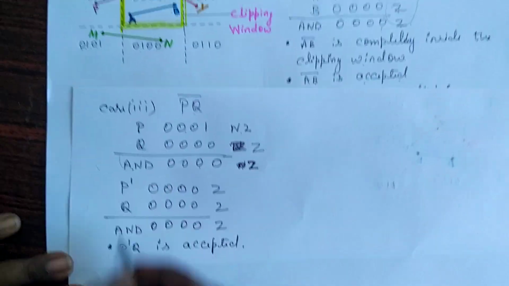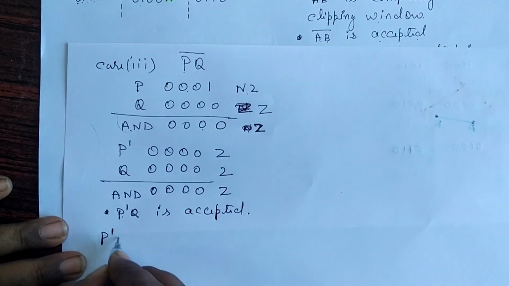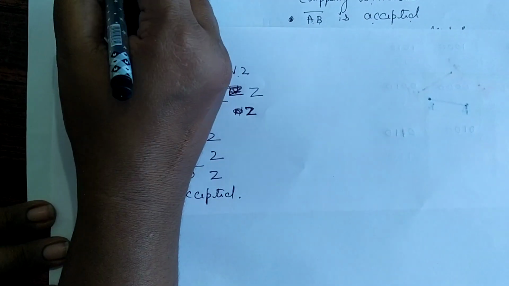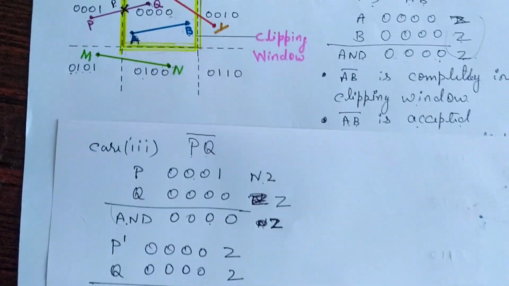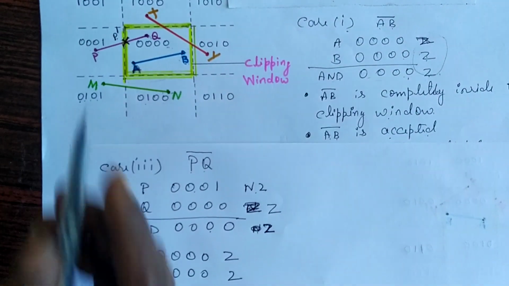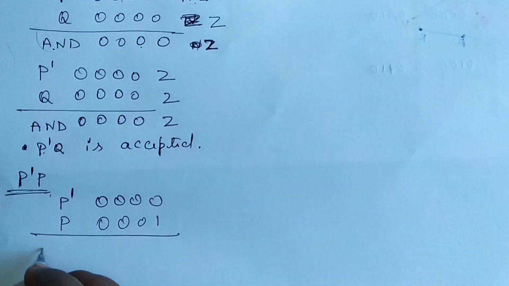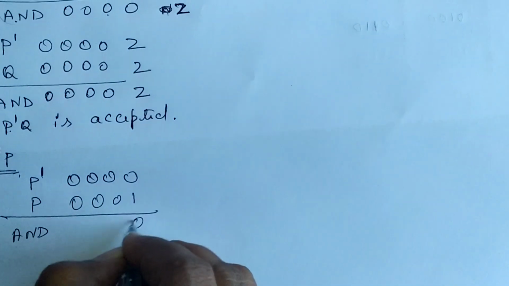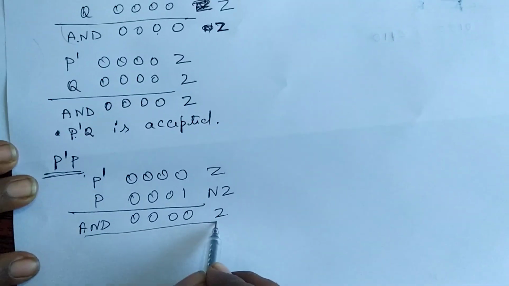Okay, now we'll repeat this procedure for P dash and P. What is the region code of P dash? The region code of P dash is 0000. And the region code of P is 0001. You apply the AND operation here. After the AND operation, your result will be 0, but one of the values will be non-zero. This indicates that your AND operation is showing 0.